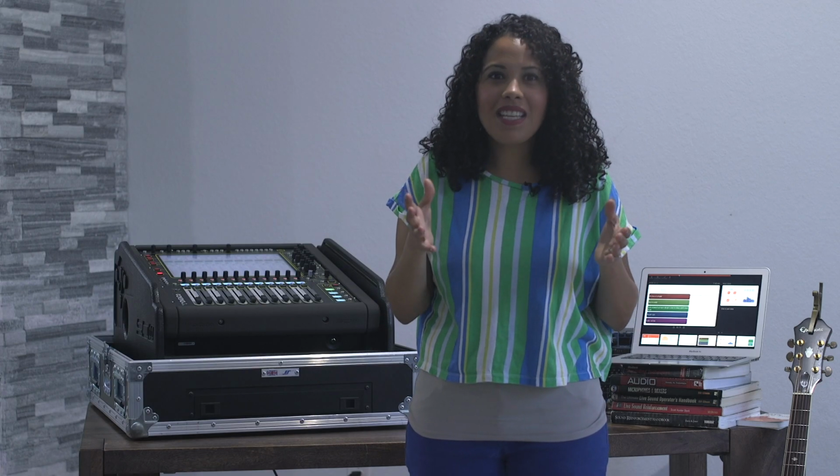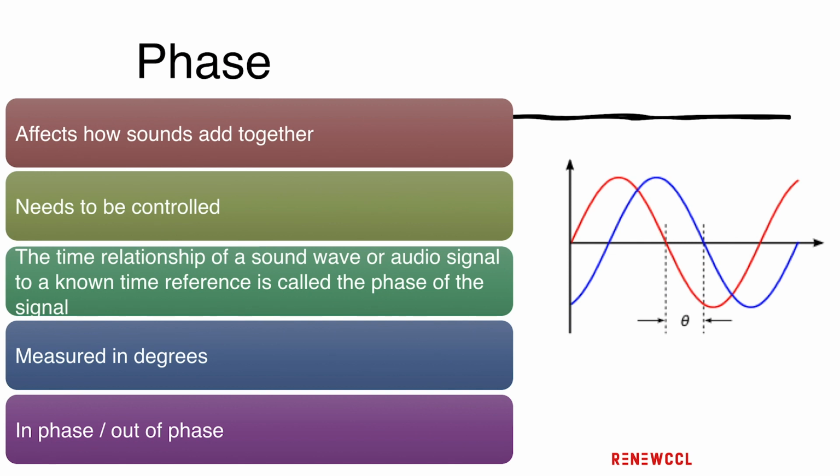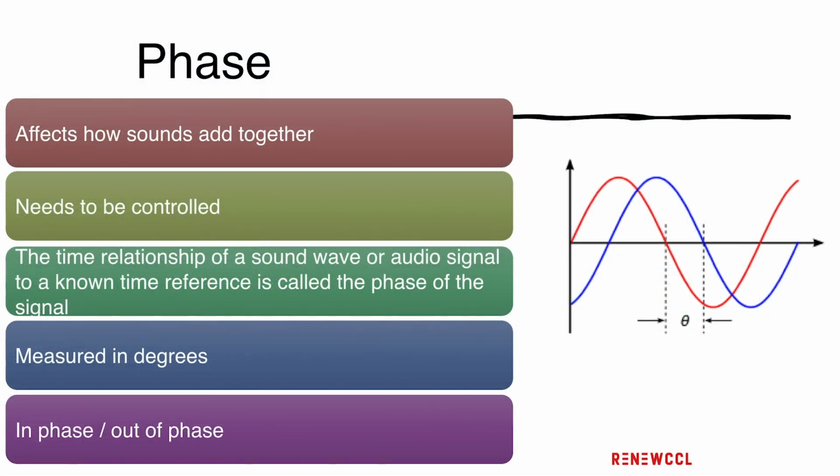Phase. Phase affects how much sounds add together. It needs to be controlled. It's measured in degrees. It's the time relationship of a sound wave or an audio signal to a known time reference is called the phase of the signal. So we have to know the time relationship of one wave to the other wave.